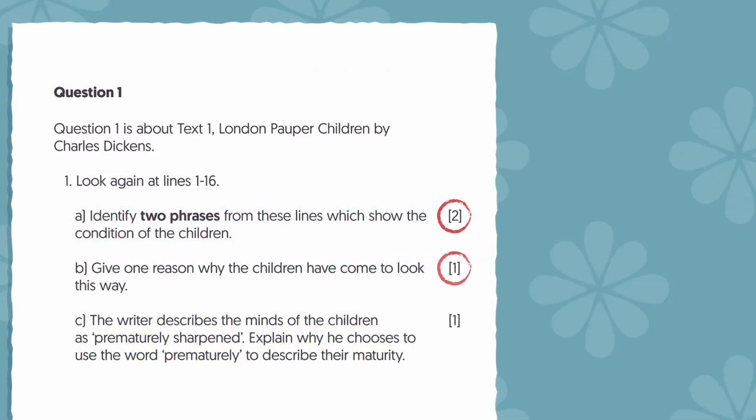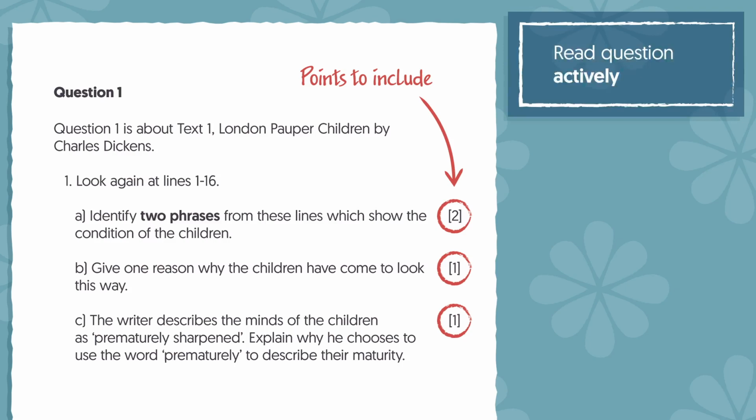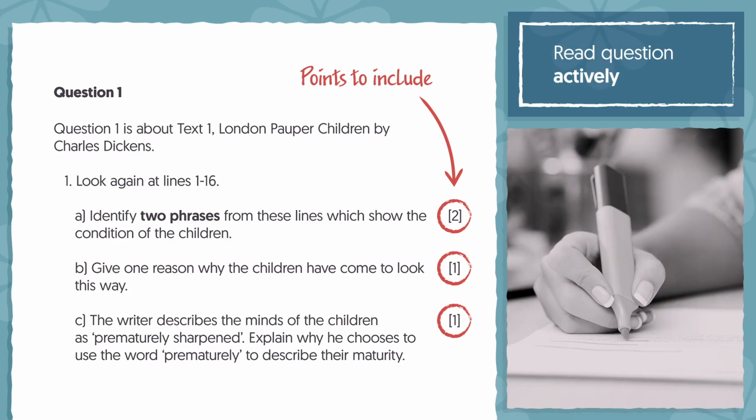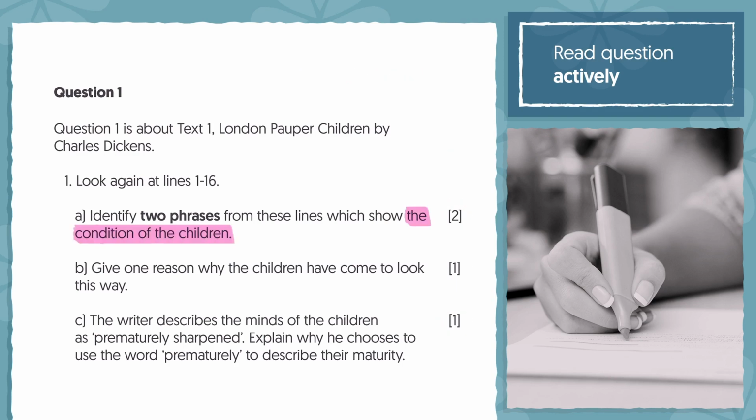Remember, the number of marks each part of the question is worth is shown in brackets and helps to indicate how many points you'll need to include in your answer. It's a good idea to read the question actively. This means that, as you read, you should highlight or underline key parts of the question to make sure you fully answer it. Picking out phrases such as the condition of the children in part A of question 1 will help you to make sure you answer the question directly.